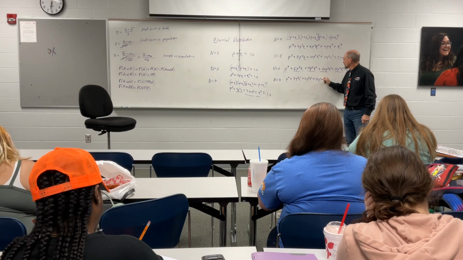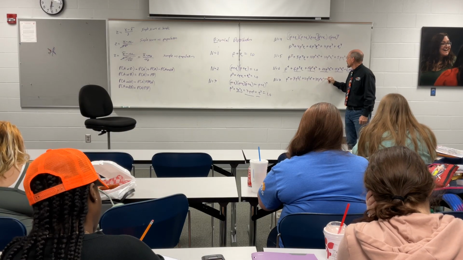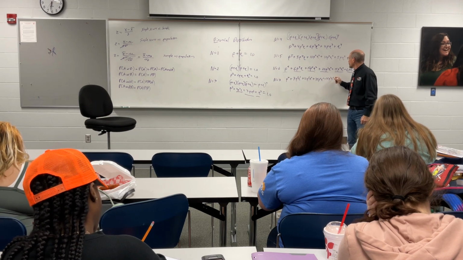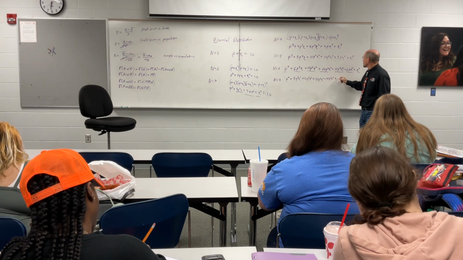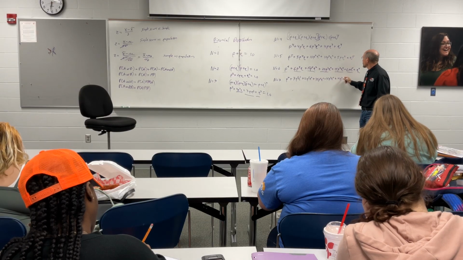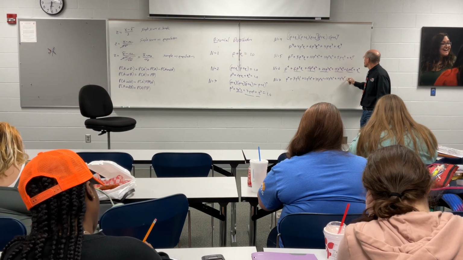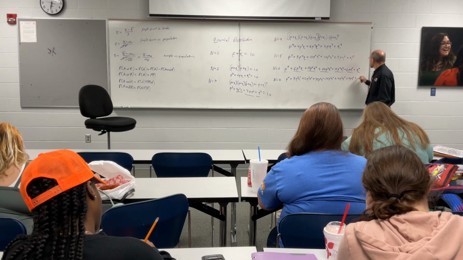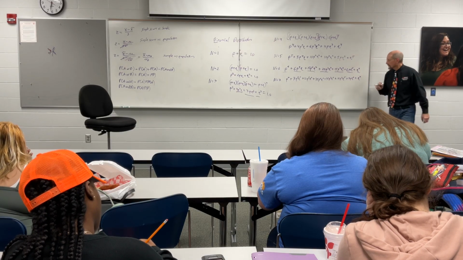P to the 4th, q cubed, plus 35 p to the 3rd, q to the 4th, plus 21 p squared, q to the 5th, plus 7 p q to the 6th, plus q to the 7th.